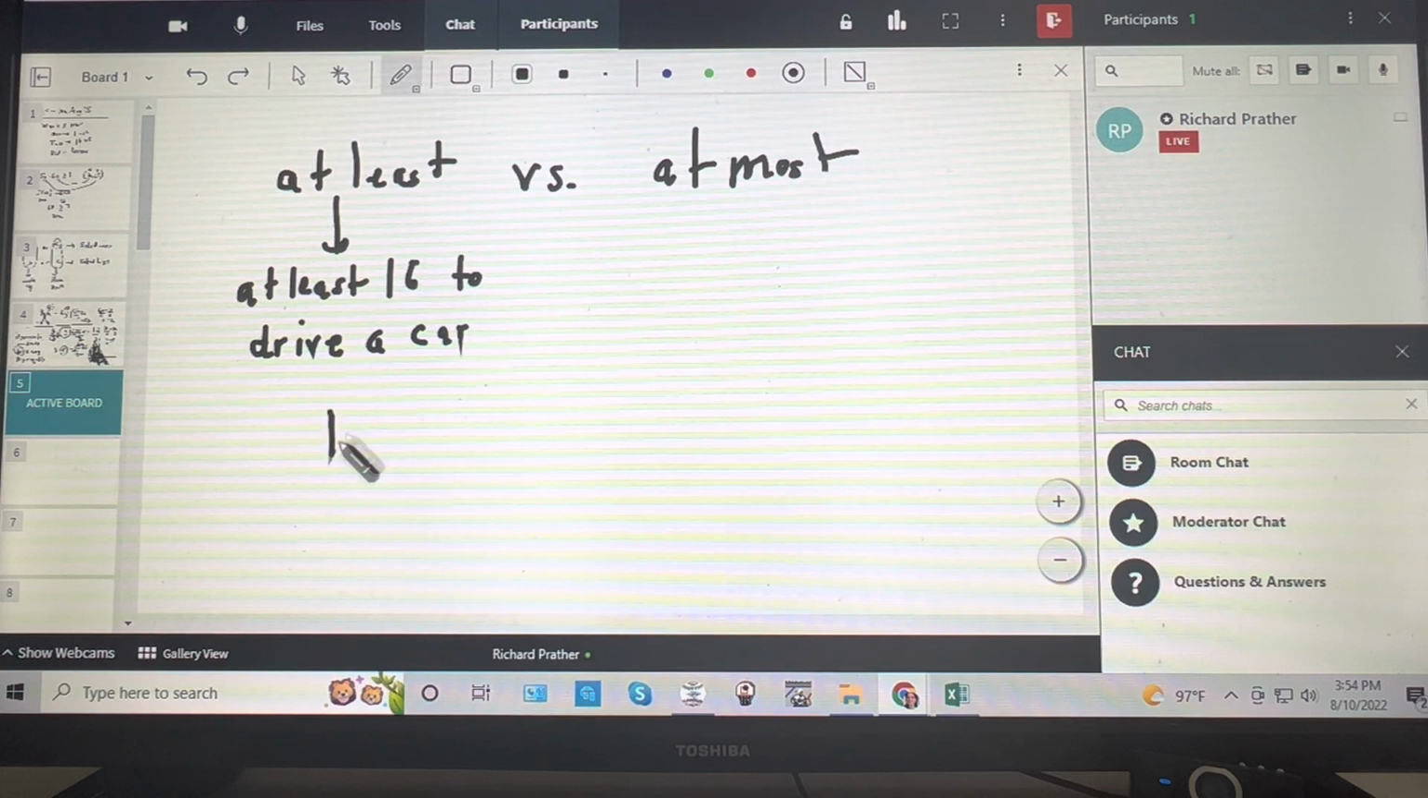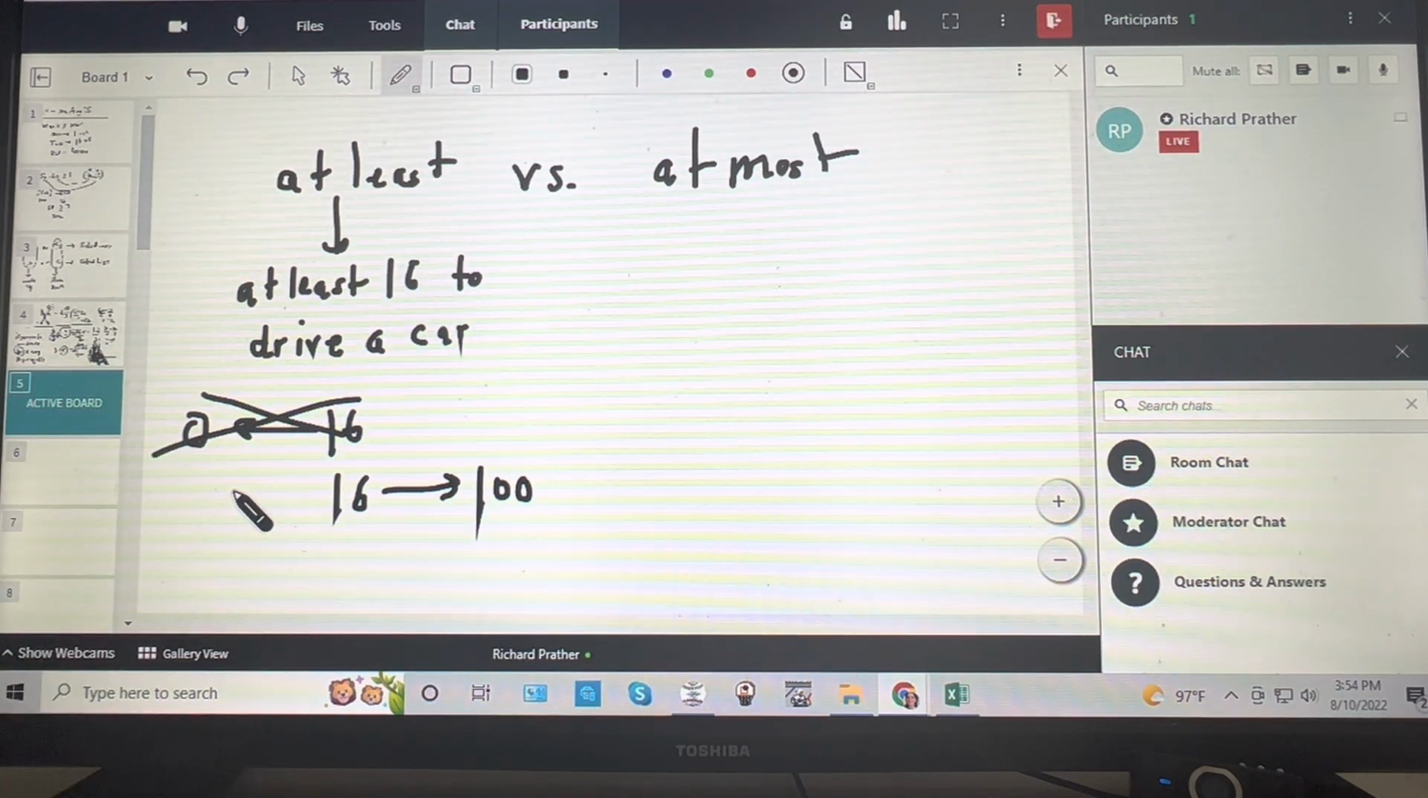Who's driving cars? 16 down to babies or 16 up to adults? So we know there's no babies driving cars. So at least can't be 16 and down. It's 16 and up. If you're 16, 17, 18, 100 years old, or however old people can live, they could still potentially drive. So if you're 16 or older, at least you're eligible to drive. It's not that everybody does drive, but you have to be at least 16 to drive a car. So remember, at least is 16 and up because that's who's driving cars.